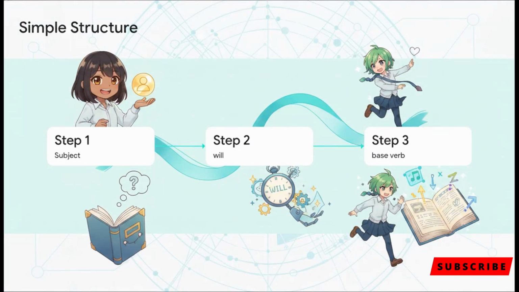And building it? It's honestly an incredibly simple 3-step grammatical formula. Step 1, you just need your subject, so the person or thing doing the action. Step 2, you add the magic word will. And step 3, you just add your base verb. That's it. No confusing endings, no strange conjugations. Subject, will, base verb. Simple, right?